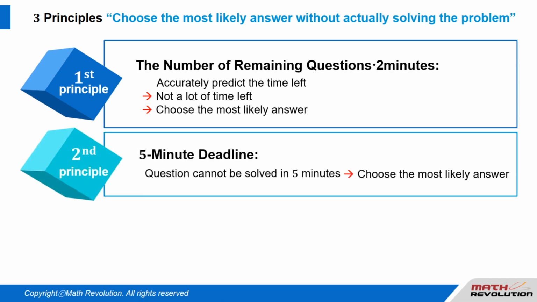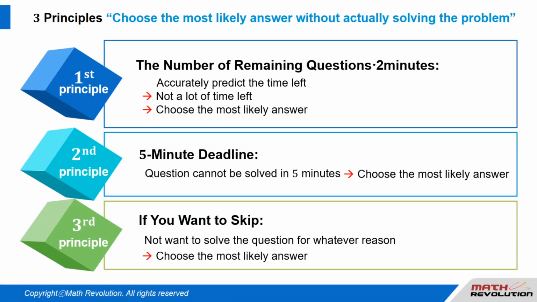Second principle. 5-minute deadline. If you are unable to answer the question within the 5-minute deadline, it might be a good idea to simply choose the most likely answer. This applies even when there is enough time left until the end of the exam. Third principle. Just want to skip. If you don't want to solve the question for whatever reason, consider the option of choosing the most likely answer. These 3 principles are extremely useful during the actual exam, as they will help you finish the exam on time and give you the greatest chance of doing well.